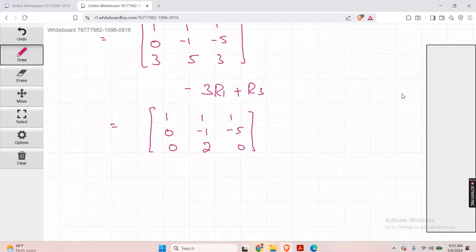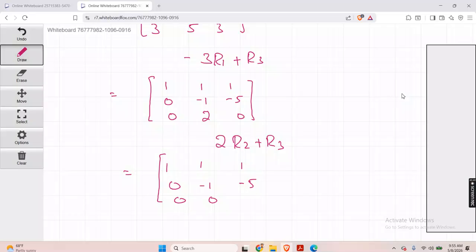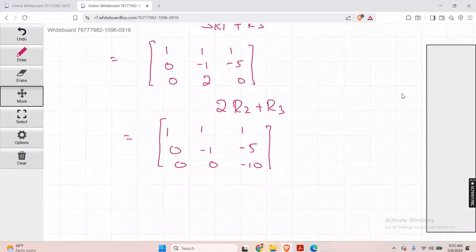Now this is left, so you have 2r2 plus r3. With this operation when you solve it, the first row will remain the same, the second will remain the same, the third one will change: 0, 0, minus 10. You have to multiply 2 with this row and then add it to this row, so you will get this one. So this is your matrix now.